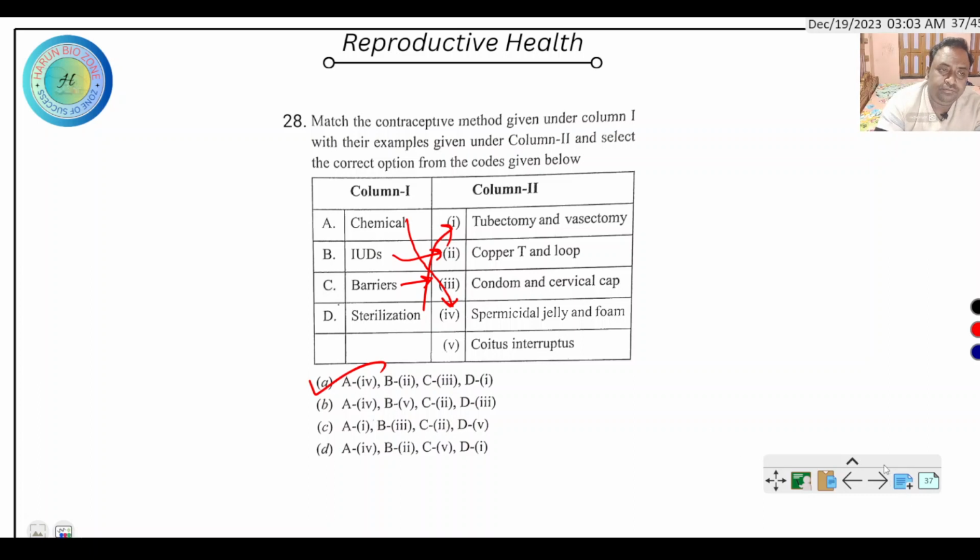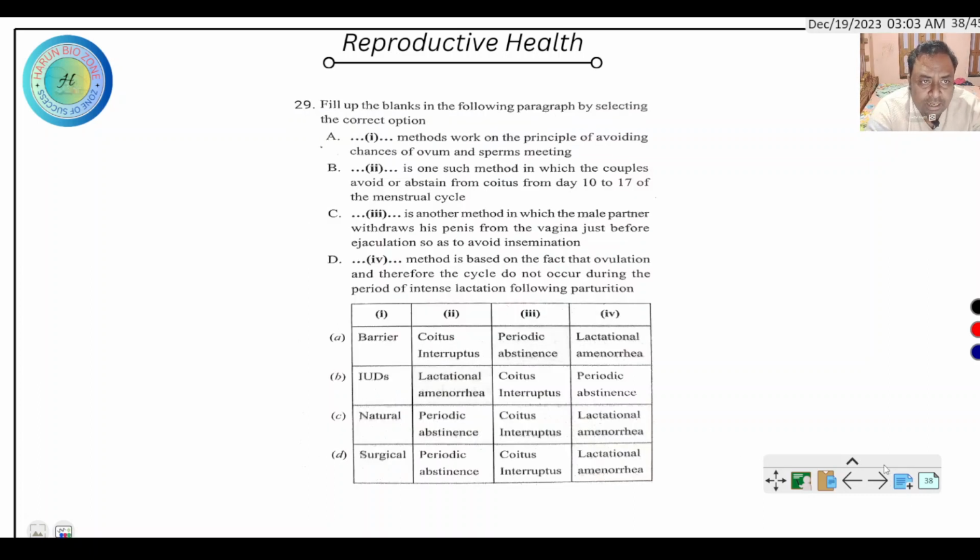Next question, fill up the blanks in the following paragraph by selecting the correct option. First, a method that works on the principle of avoiding the chance of ovum and sperm meeting, meaning it prevents fertilization. So here, the natural method works on the principle of avoiding the chance of ovum and sperm meeting. So here, number 1 means natural, surgical, IUD and barrier.